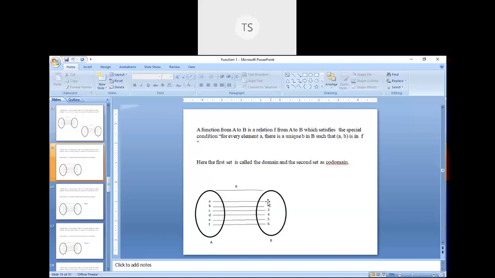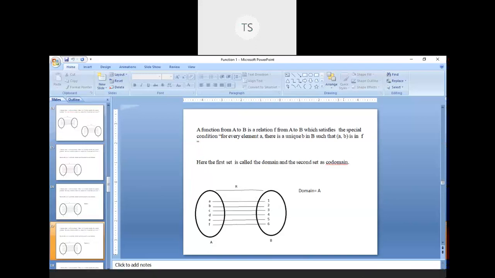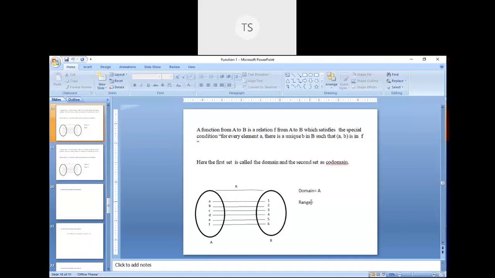Now for this particular figure, can you tell me what is the domain? What is the domain for this particular figure? Yes, set A. So this set A, that means the first set, is the domain of this particular relation. Now what is the codomain? Sorry, this is the codomain. What is the codomain?